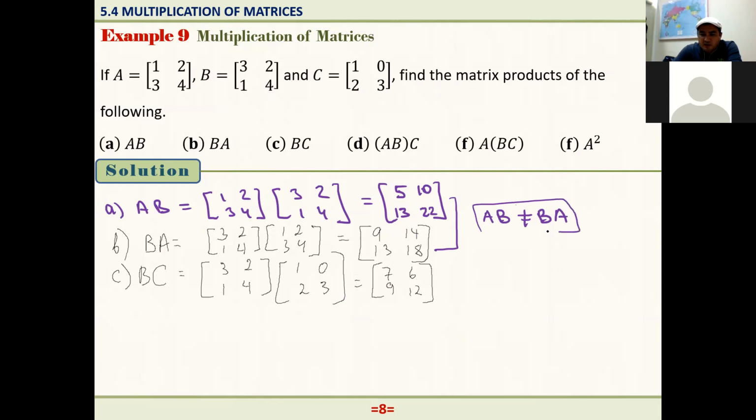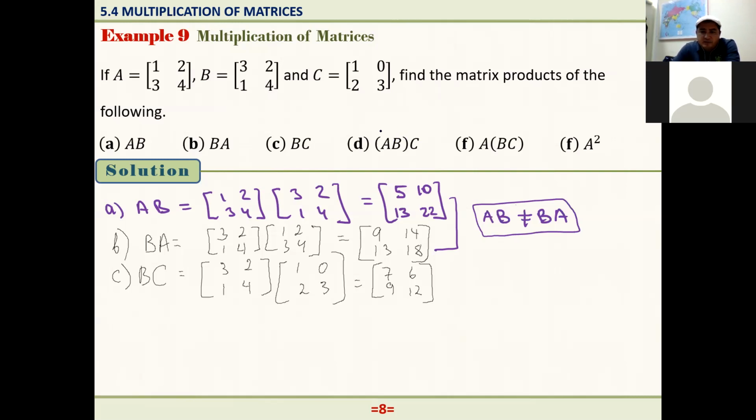And what happens if they are equal? Soon we will talk about this. We'll just attach a special name to this. When AB equals B times A, that's equal to, what is it? I. Okay, now just keep in mind that A times B is not equal to B times A in general for matrices.